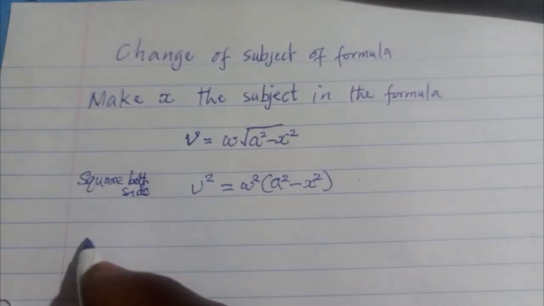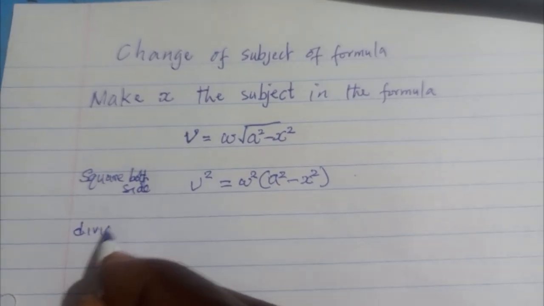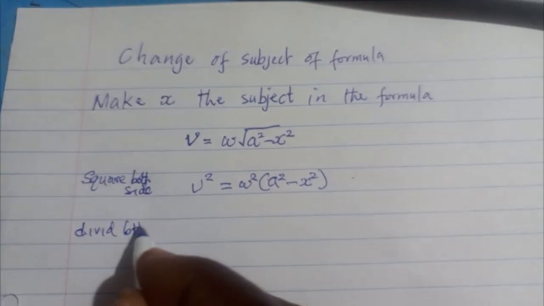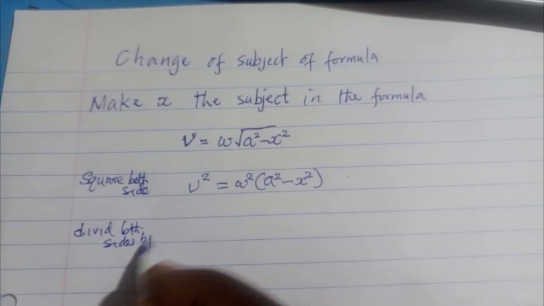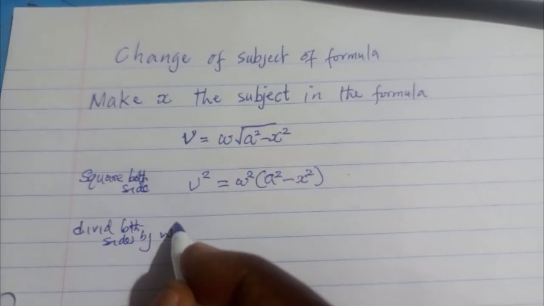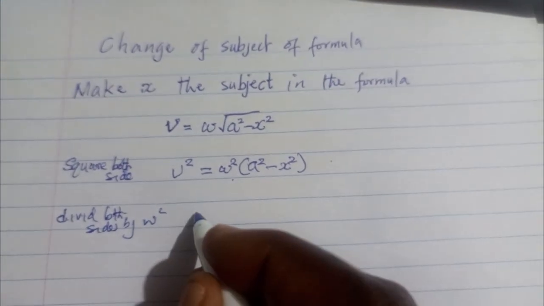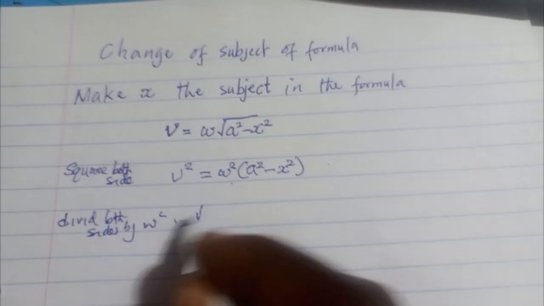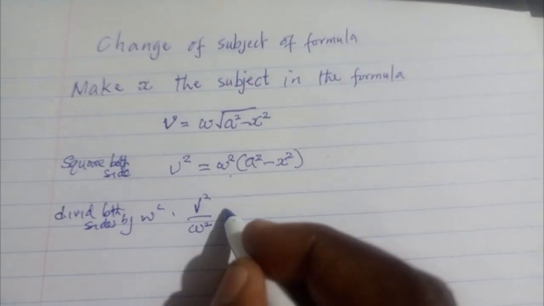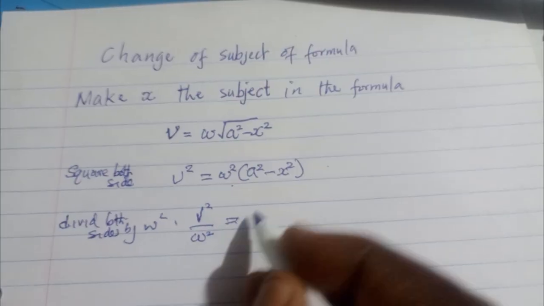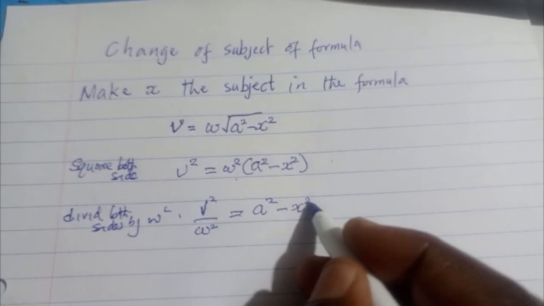Now the second step, divide both sides by omega squared. The reason is we want to take omega to the other side, so we'll have v squared over omega squared is equal to a squared minus x squared.